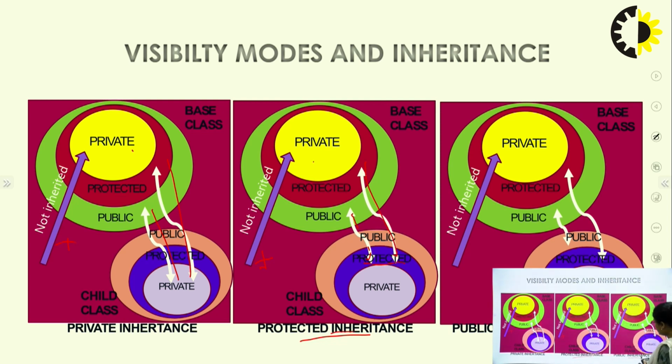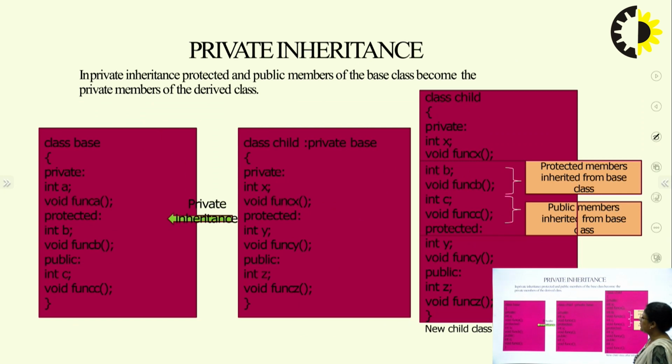And if the inheritance is public type, the public members of the base class become the public members of the derived class, the protected members become the protected members of the derived class, and the private members of the base class are never inherited. So this is a graphical description of what we just studied, and I think this is a better way of remembering the points.